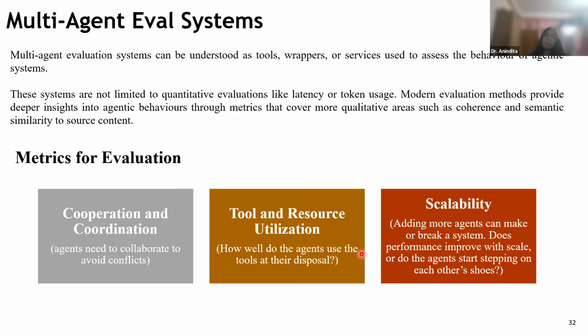And also tool and resource utilization, that is the same, and scalability, that is, how we can add more agents to the system. So you can see this is the difference in evaluating the multi-agent system. Here we are incorporating two important metrics, cooperation and coordination, and scalability. Those features are specific to the multi-agent system.